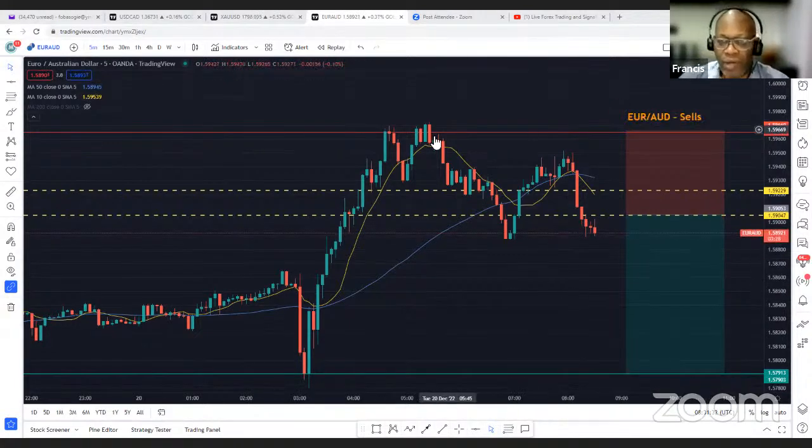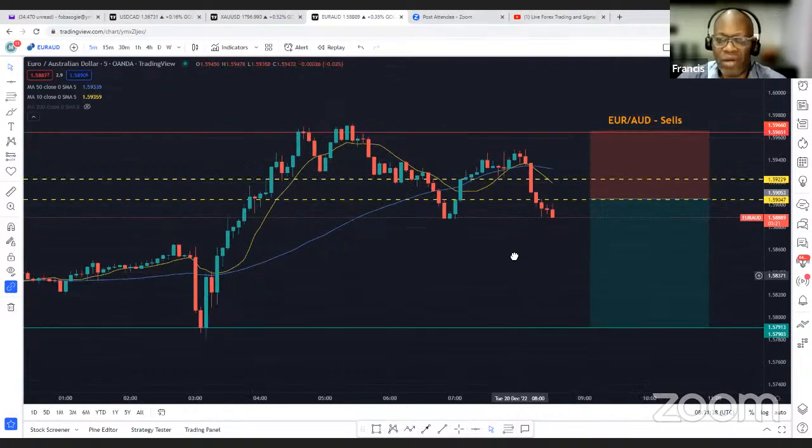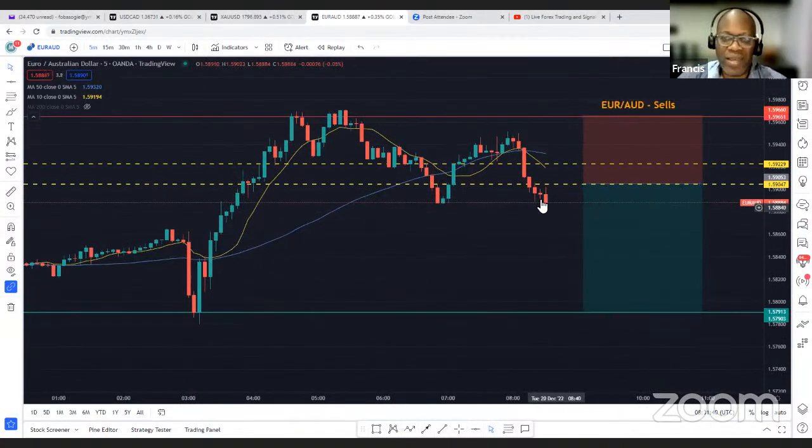Now I know some traders... I don't like to take unnecessary risks. If I was to enter here where it is now, I'd be using a smaller lot size. And if it goes back up, if it pulls back, I would go in with a proper lot size.